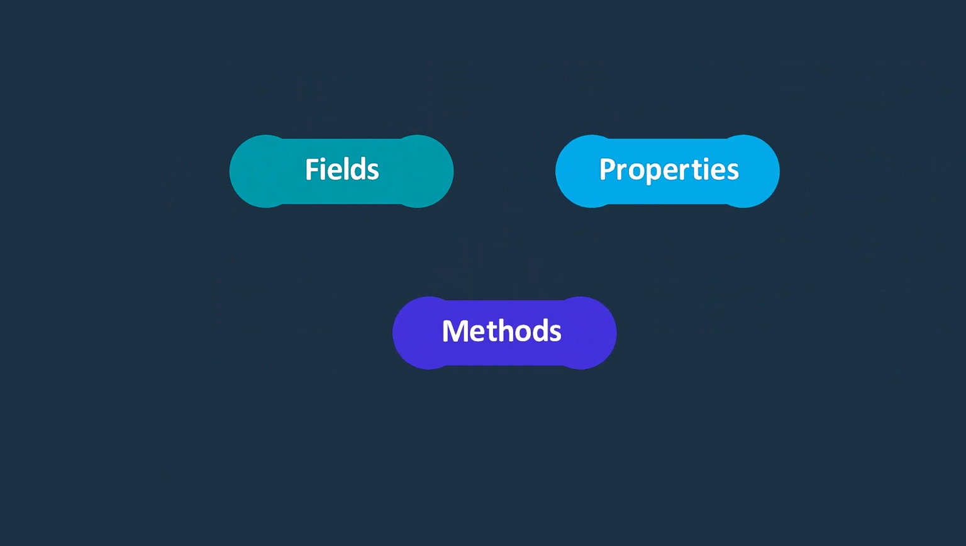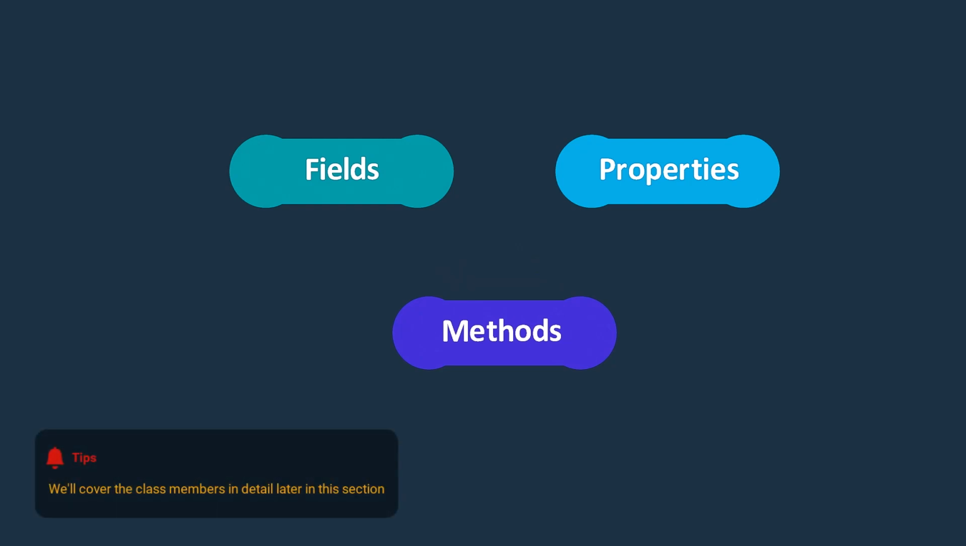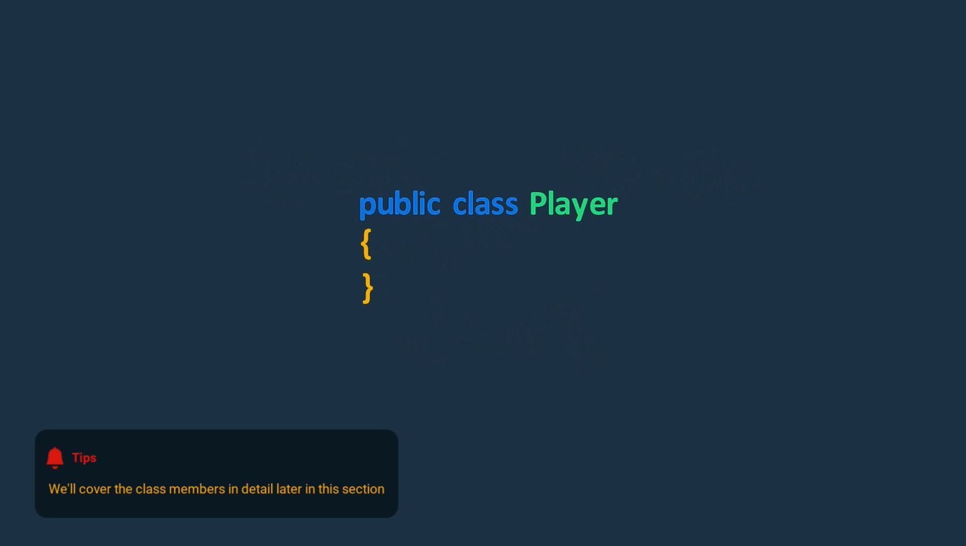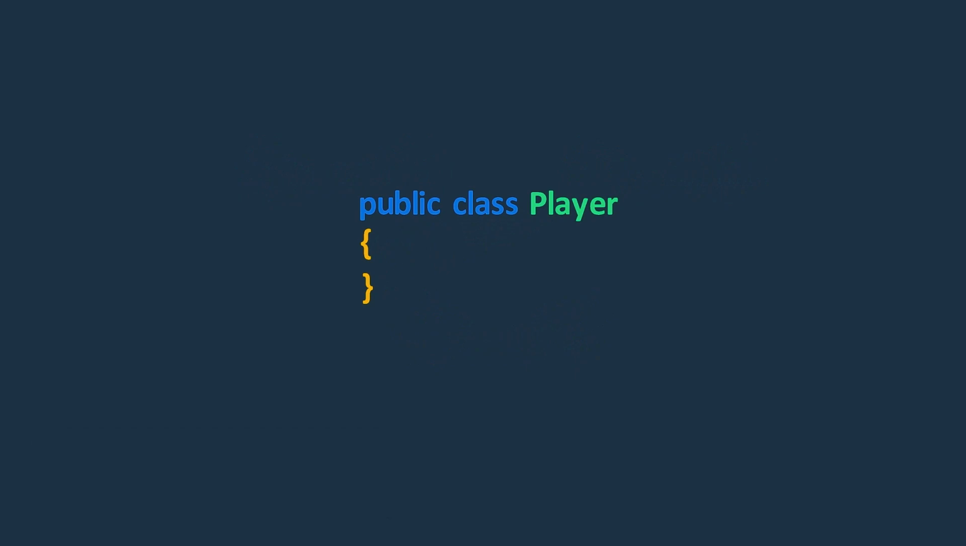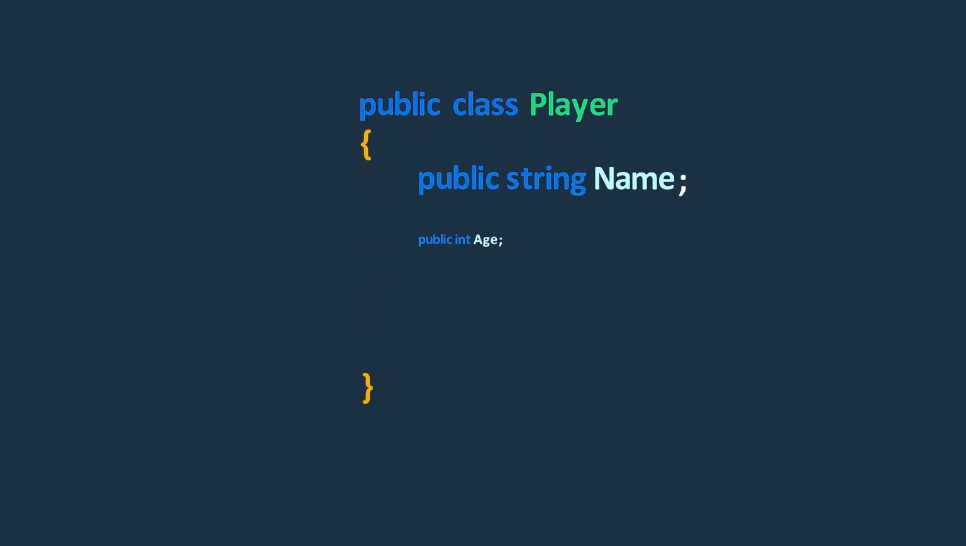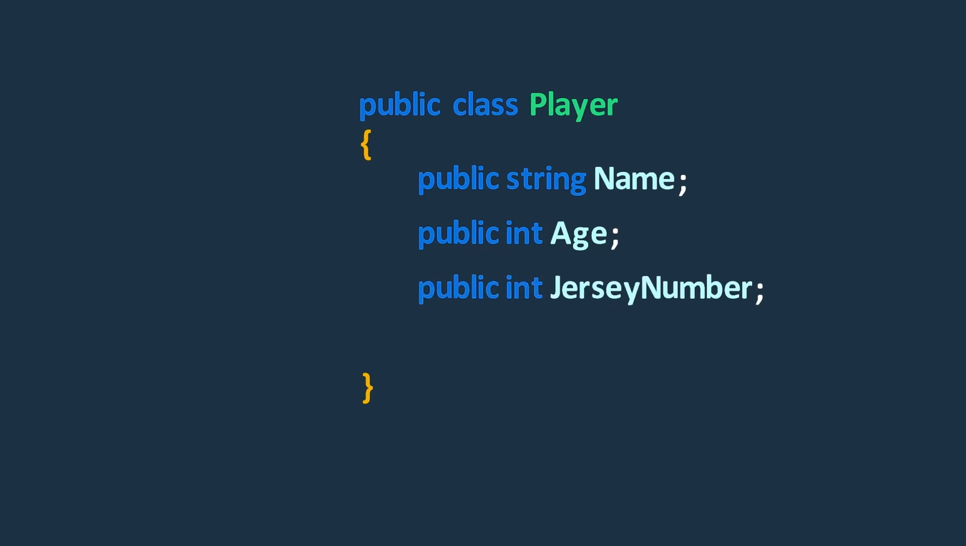Each class can contain multiple members such as fields, properties, methods, and so on. In the case of storing player information, we can utilize fields. These fields can hold data such as the player's name, age, jersey number, and whether they are captain.